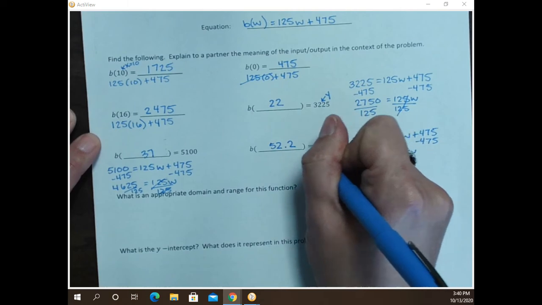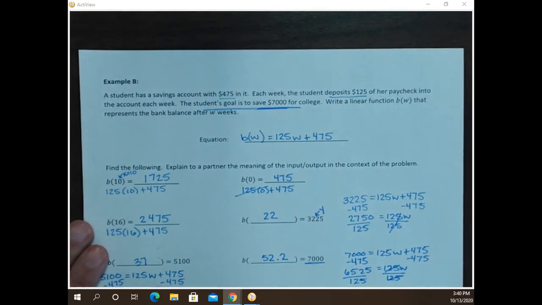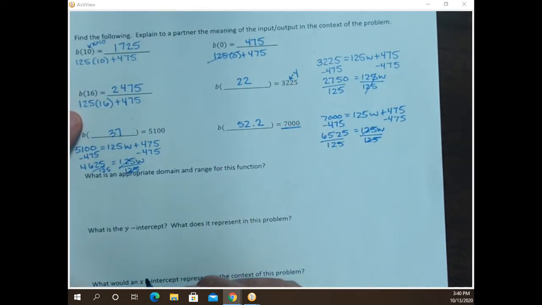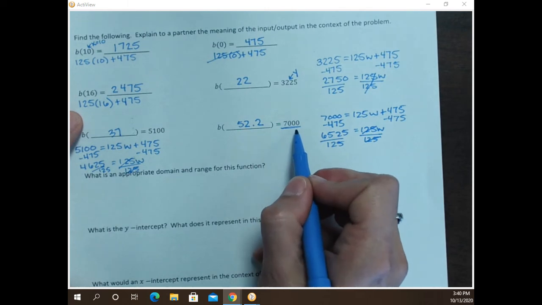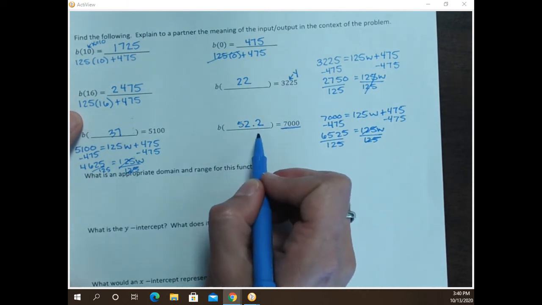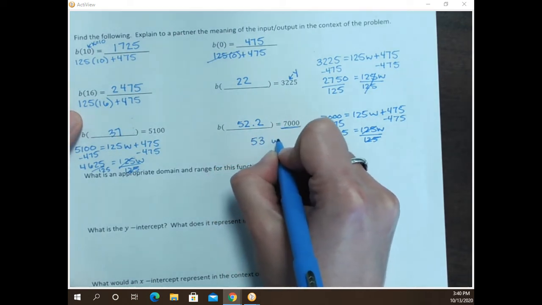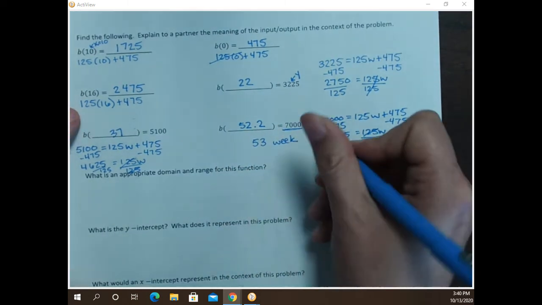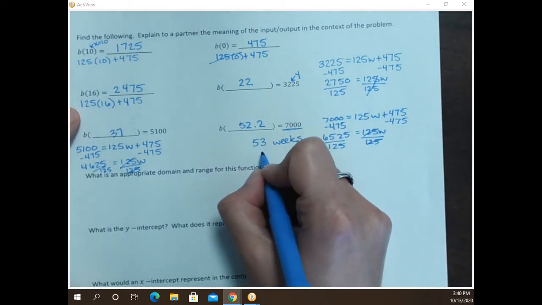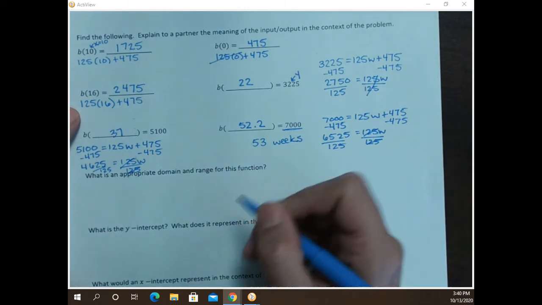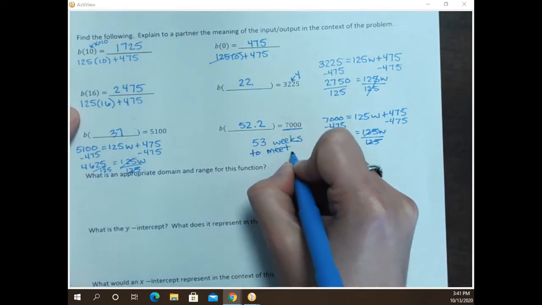Now, remember, 7,000 was the goal, right? The goal was to save $7,000 for college. So what this is telling me is that if I saved for 52 weeks, I wouldn't be quite there. I need a little bit more than that amount I save in 52 weeks. So I actually need 53 weeks, right? Because we're making one deposit a week. So I need that 53rd week deposit in order to meet my goal. 53 weeks to meet my goal.